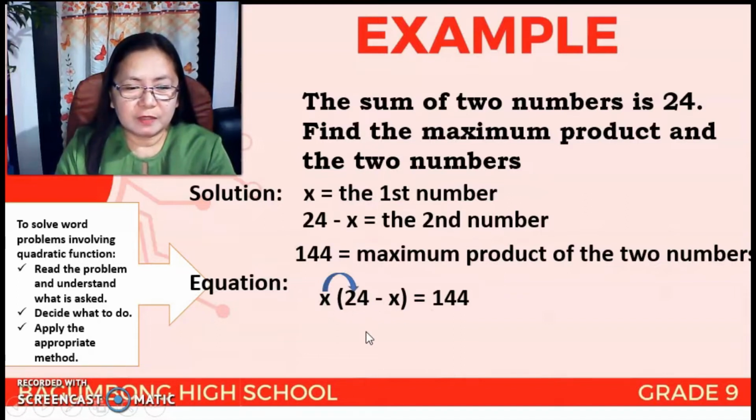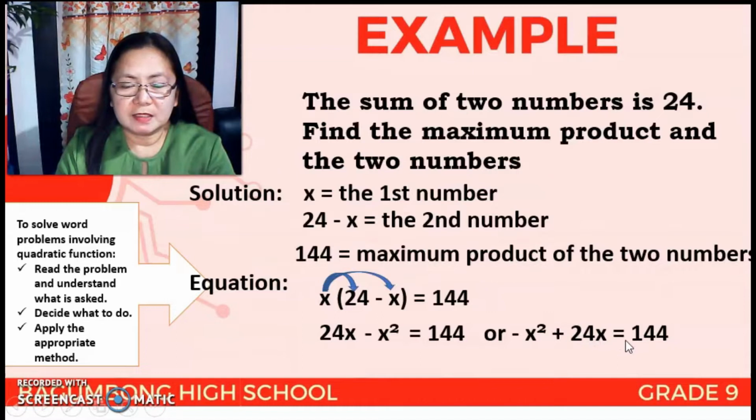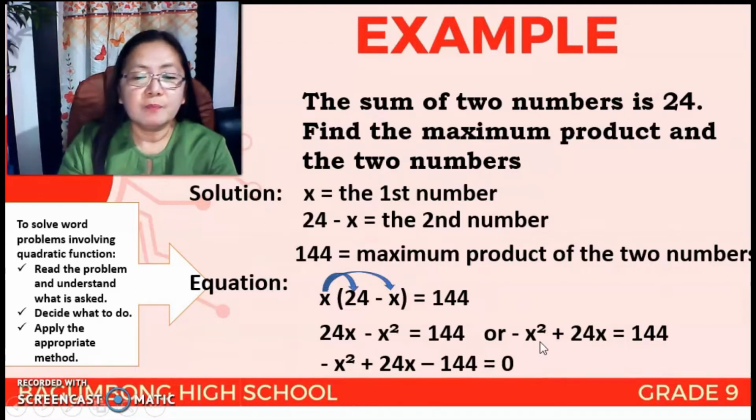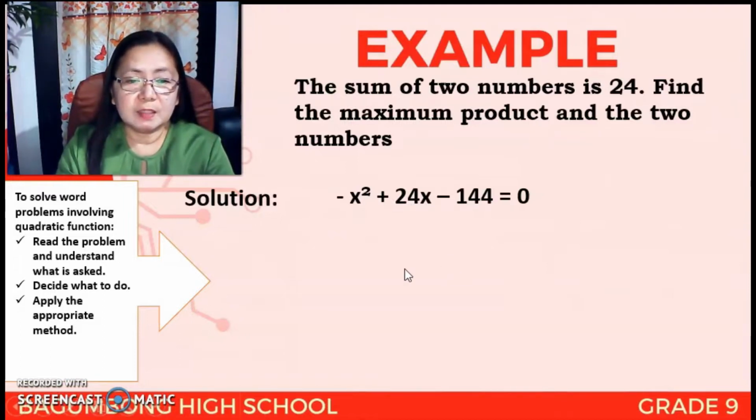Multiply x by 24 is 24x. x times negative x is negative x squared, equal to 144, or negative x squared plus 24x is equal to 144. Rewrite into standard form: negative x squared plus 24x minus 144 is equal to 0. And since the leading coefficient is negative, we will multiply the entire equation by negative 1 to make the leading coefficient positive 1.